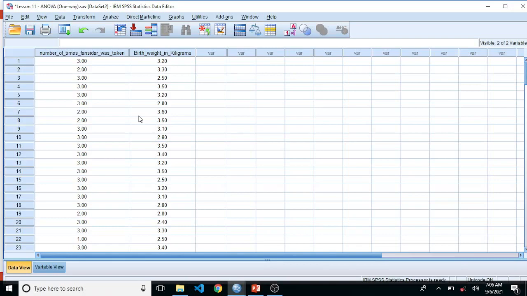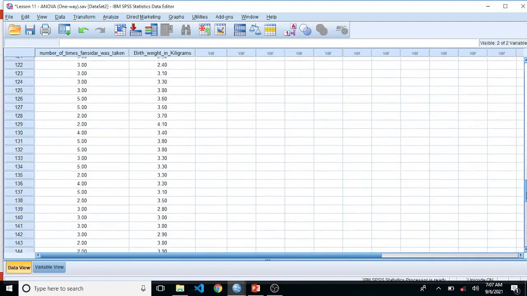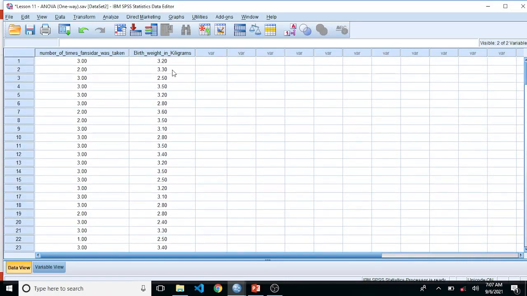In the previous lessons, we have shown you how to test for the assumptions. You should know here that we have independence of observations. For example, if you took Fansidar 3 times, it could only be 3 times. You could not take Fansidar 3 times and then take it again 2 times. So there is independence of observations, and we have 150 samples, which is good. To test for normality, we used the Shapiro-Wilk test, and to test for the homogeneity of variance, you will see that here.